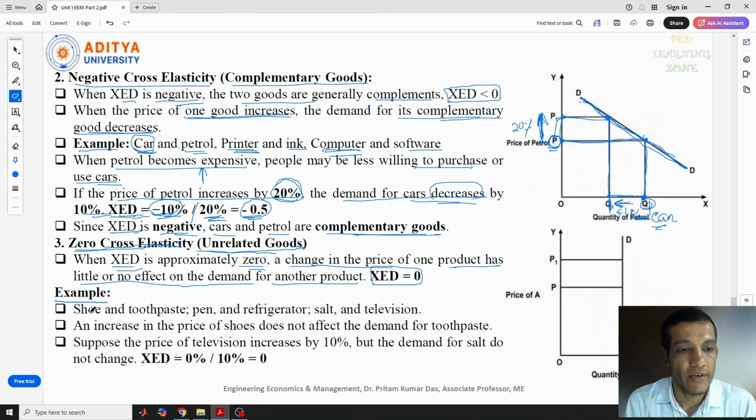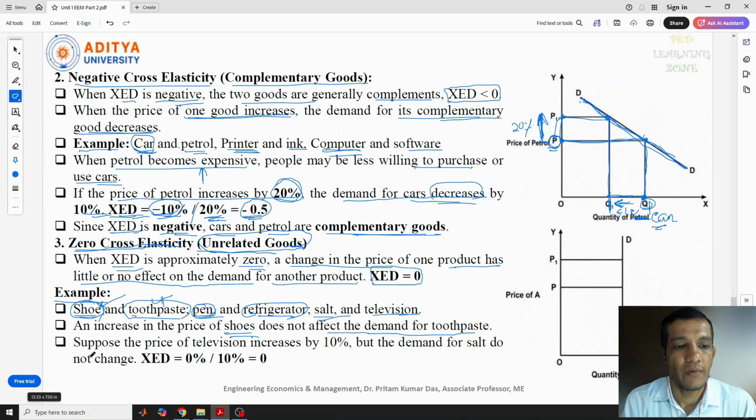We can take the example of shoes and toothpaste. There is no relation between these two products. Similarly, pen and refrigerator, and salt and television. There is no connection between one product and the other. If the price of shoes is increased, there will be no effect on the toothpaste, because both are not at all related. That's why it is called unrelated goods.